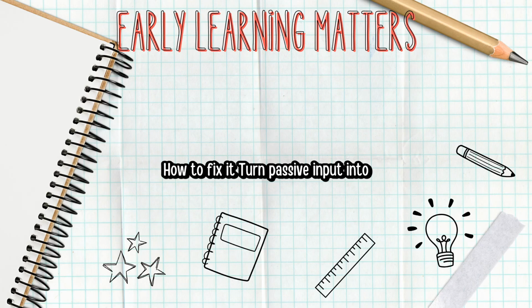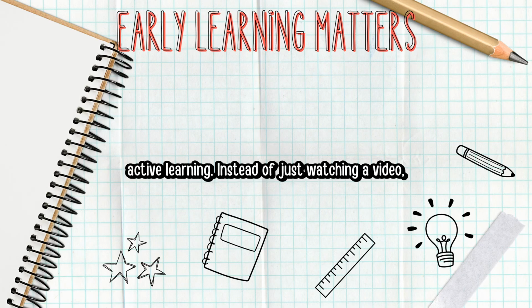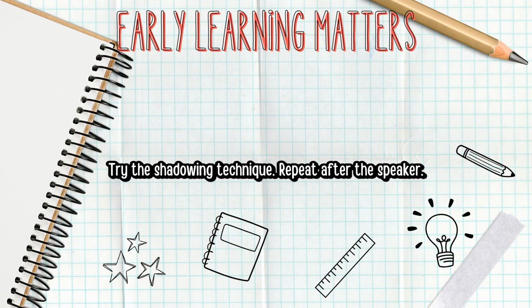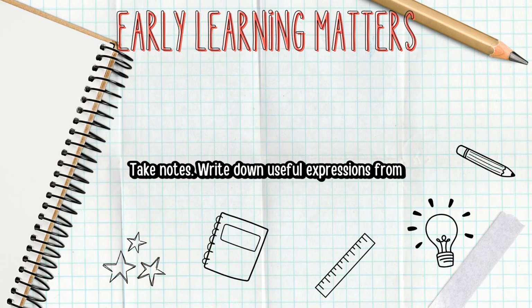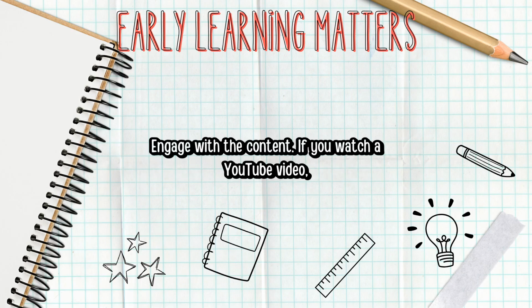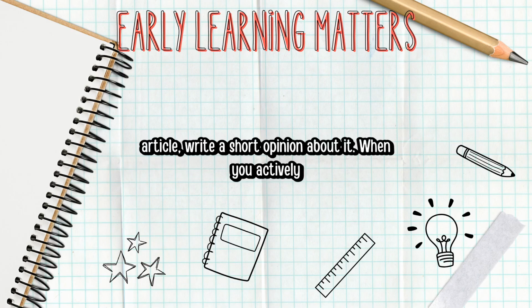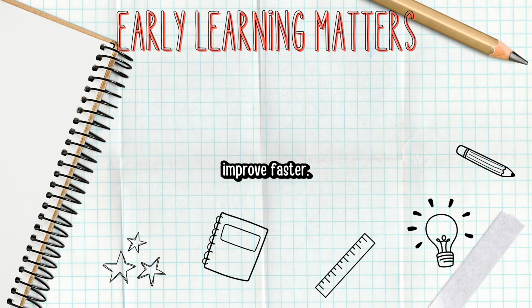How to fix it? Turn passive input into active learning. Instead of just watching a video, repeat words and phrases aloud. Try the shadowing technique: repeat after the speaker. Take notes. Write down useful expressions from podcasts or TV shows and use them later. Engage with the content. If you watch a YouTube video, leave a comment in English. If you read an article, write a short opinion about it. When you actively listen and read, your brain absorbs more and you improve faster.